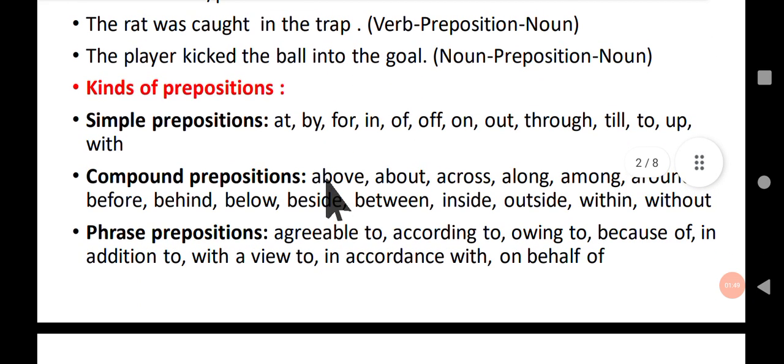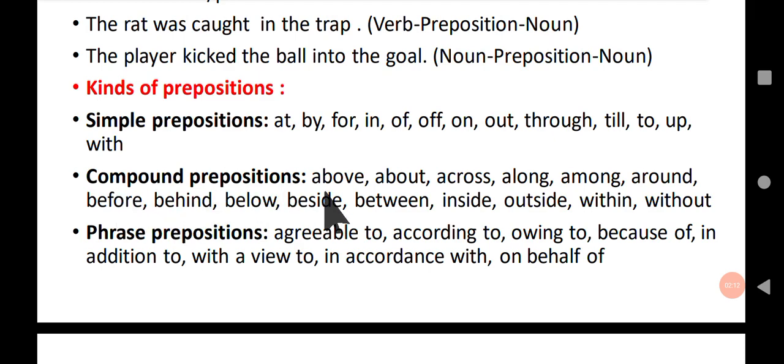Look at the kinds of prepositions. These are the three types of prepositions: simple prepositions, compound prepositions, and phrase prepositions. Simple prepositions are these: at, by, for, in, off, on, out, through, till, to, up, with. You should know the usage of these prepositions before getting into the exercises.